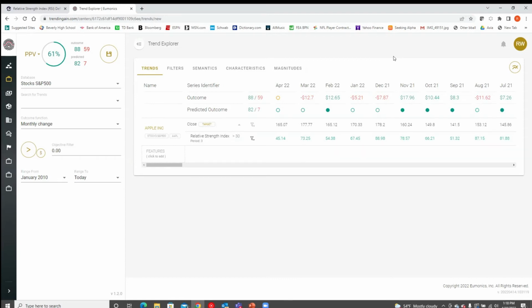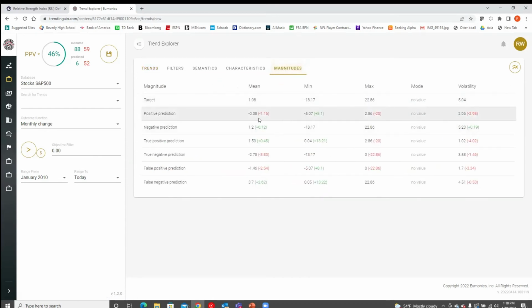So again, those hypotheses are if the relative strength is less than 30, the stock price should go up. And what we're seeing here is that when the relative strength is greater than 30, you get a better result than if the relative strength is less than 30. Let's just check the magnitude on this, and it's a big negative number. All right, so our hypotheses are simply wrong.